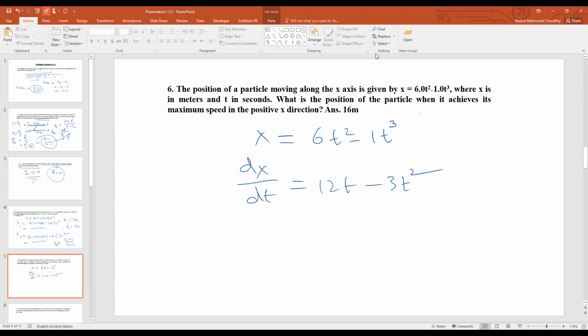When it achieves maximum speed, you put this derivative equal to 0. What is the answer? This is not the answer. 6t square. This is 6t. I think the value here is wrong.